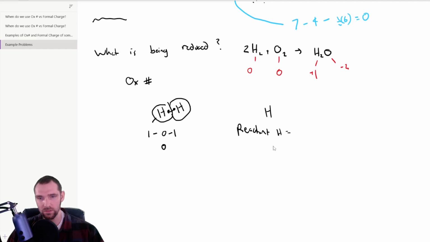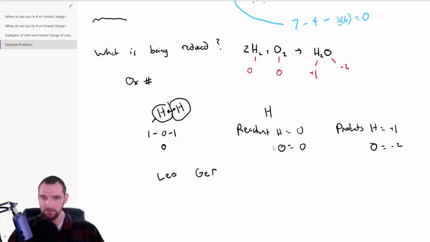So the H used to be 0, and then it was going to the products. And the H was +1, right? And then you can do the same thing with oxygen. Oxygen used to be a 0, and now it's a -2. And so then these problems typically are just a matter of identifying which one is reducing, which one's oxidizing.